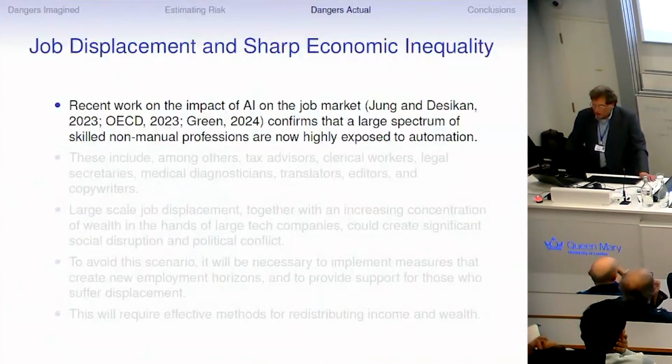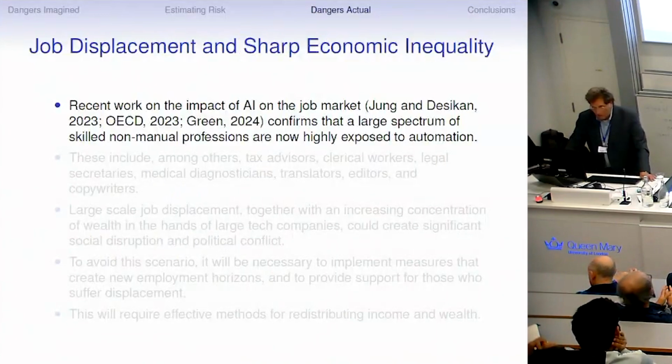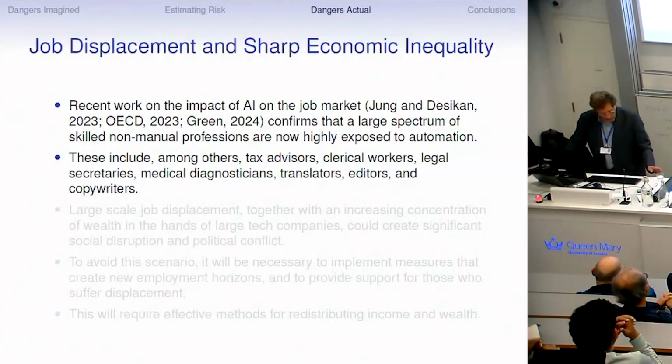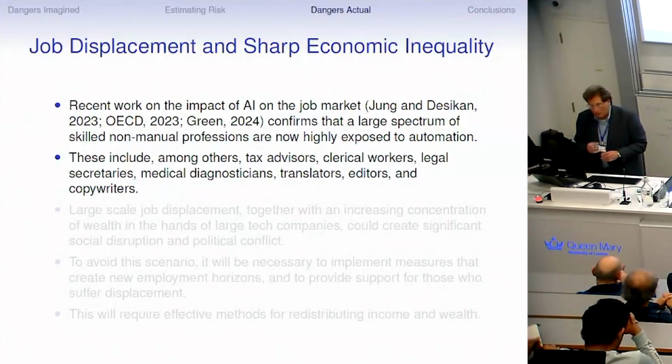Job displacement and sharp economic inequality is a very serious looming problem. Recent work on the impact of AI coming out of places like the OECD confirmed that a large spectrum of skilled non-manual jobs are highly exposed to automation. And these include things like, if you remember the applications I discussed, you can imagine them: tax advisors, clerical workers, legal secretaries, medical diagnosticians, translators, editors, copywriters.